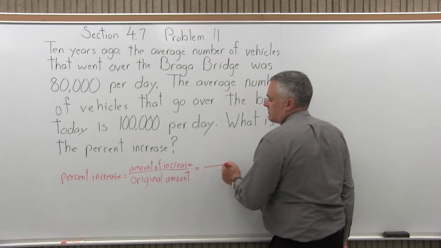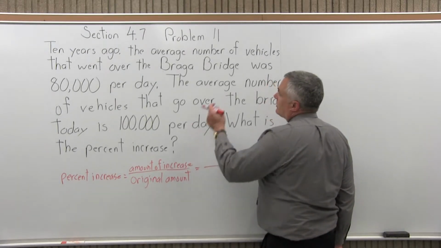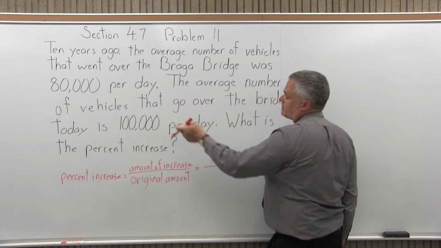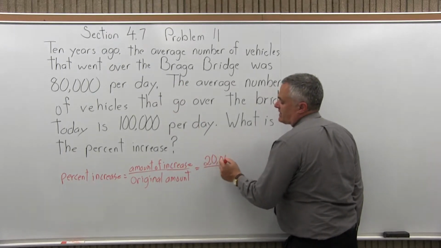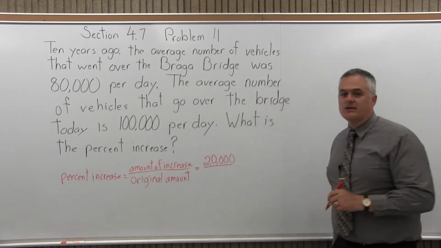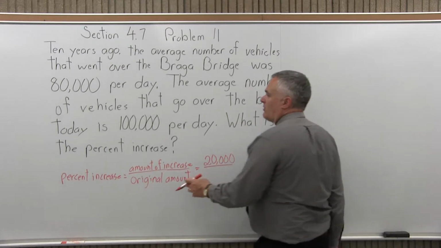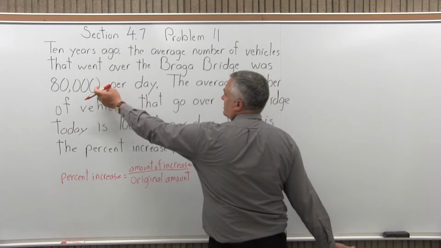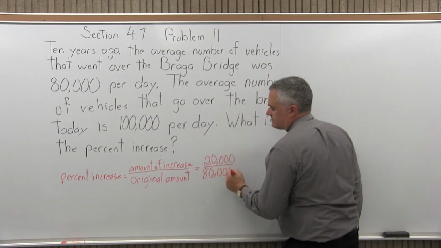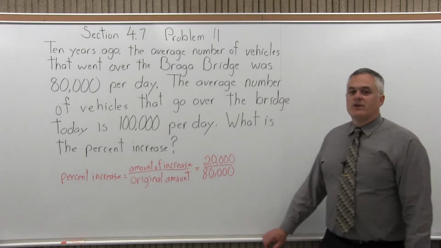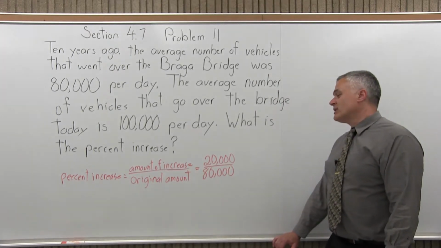So how much is the amount of increase? Well, we went from 80,000 vehicles per day to 100,000 vehicles per day. So from 80,000 up to 100,000, the amount of increase is 20,000. And in the denominator, the original amount. Well, we started at 80,000, so that's the original amount, 80,000. And 20,000 over 80,000 is the answer. It's not really in the form you want.